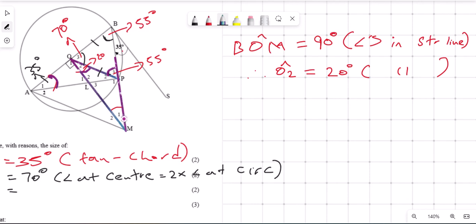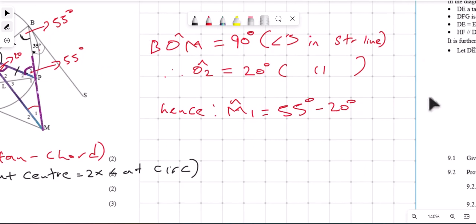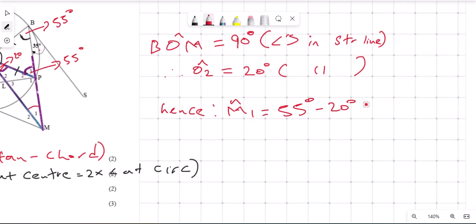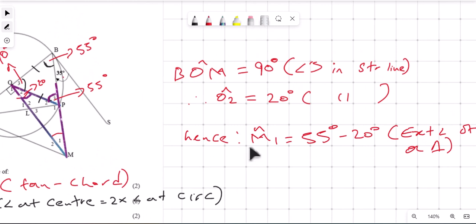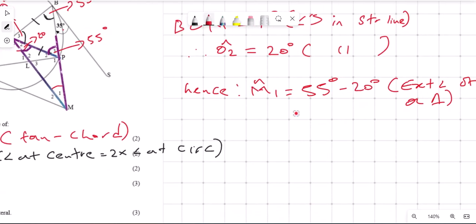So as far as we know, this angle plus this angle is equal to that one. Is that correct? It's equal to 55. Yes. So therefore, hence angle M1 is equal to 55 degrees minus 20 degrees. Then we say exterior angle of a triangle. Is that correct? Yes. So far so good? Yes. 35.